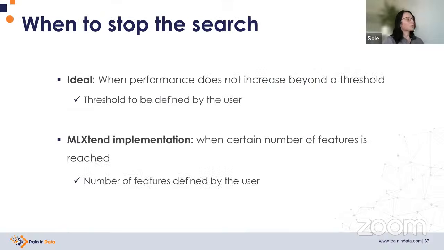So a way to stop the search, because here we need to stop the search at some point, is to stop when the performance does not improve beyond a certain threshold. And the threshold, unfortunately, is arbitrary. So it requires a little bit of trial and error. This implementation is available in scikit-learn. In the MLxtend implementation, we can stop the search when a certain number of features is reached. You say, okay, it's arbitrary. Yes, it is arbitrary, but these algorithms are so costly that at some point you will need to cut a corner.